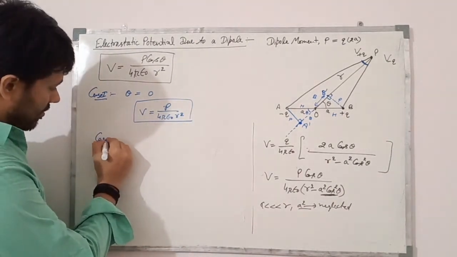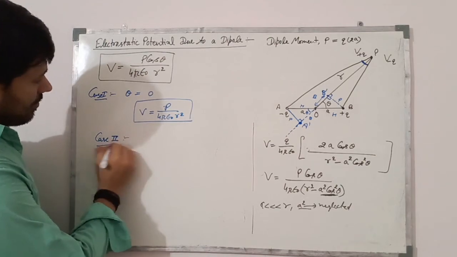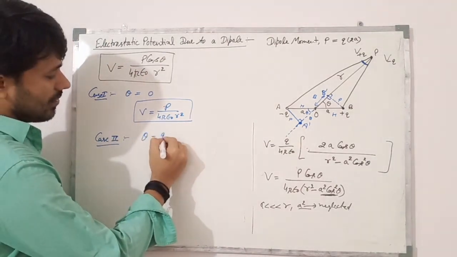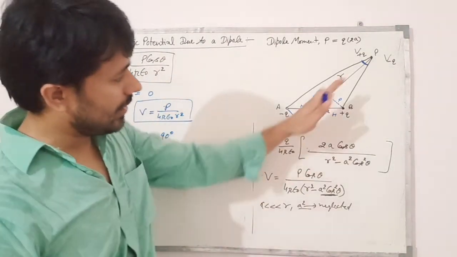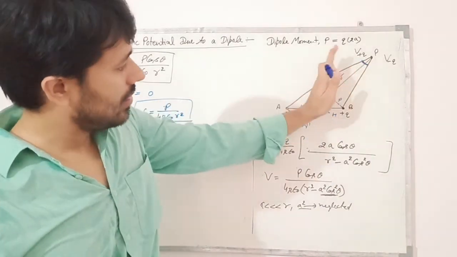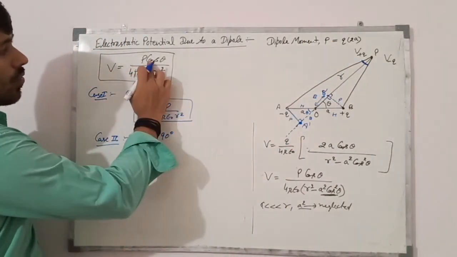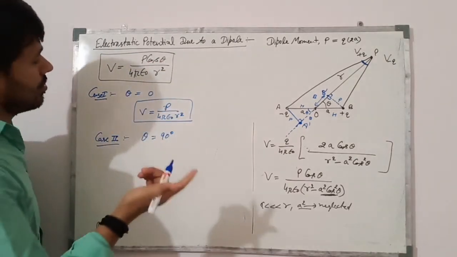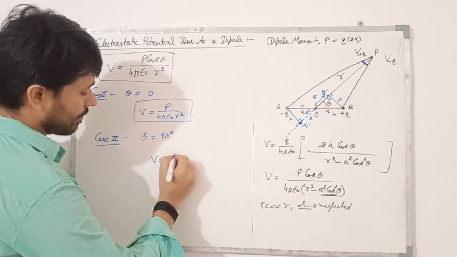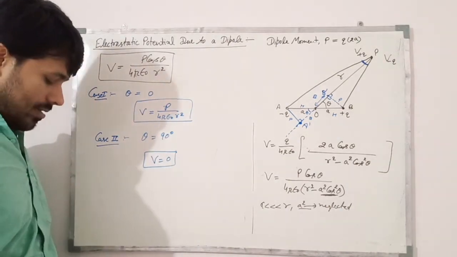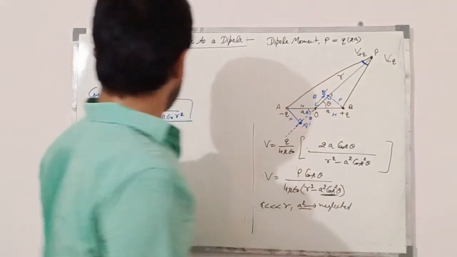Case second, if theta is 90 degree, means this point P lies on the equatorial line, so cos 90 is what? 0. So potential is 0.